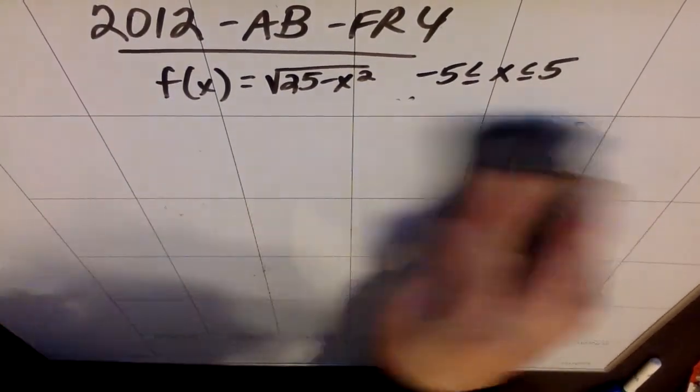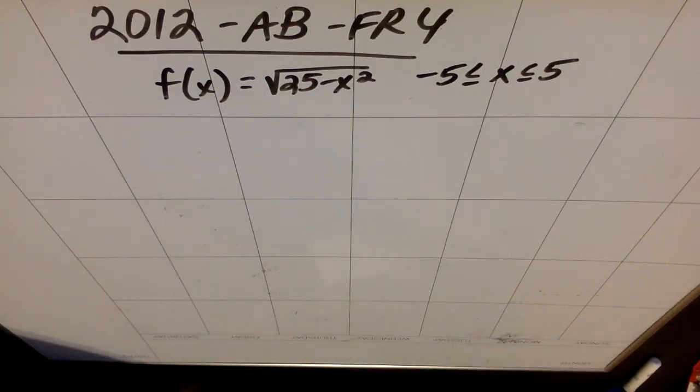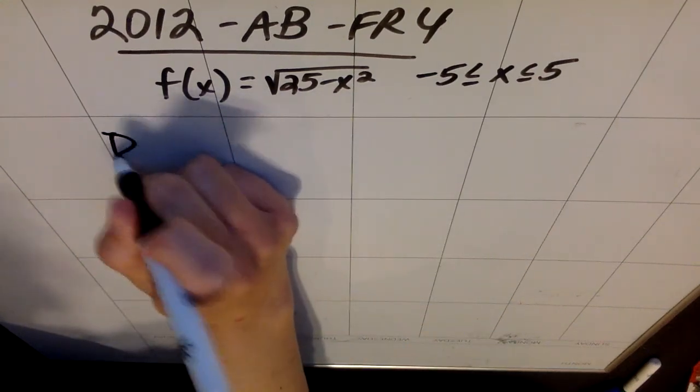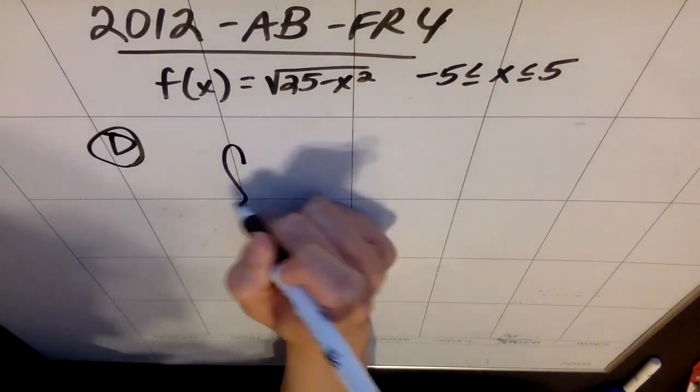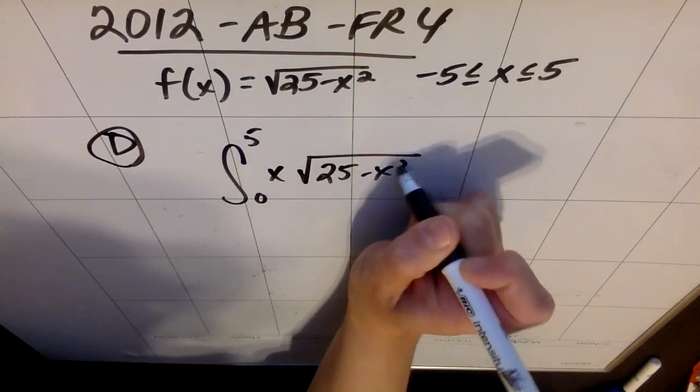Now, what's interesting here is they could have made you integrate this. They didn't, because if you realize that this is just a semicircle, it's actually pretty easy to integrate this. But they don't ask that. In D, they give you a totally different function. They ask you to integrate a different thing that has an x here and a 25 minus x squared dx.